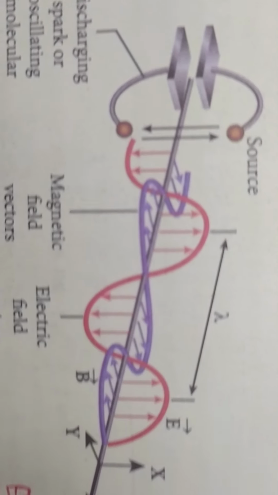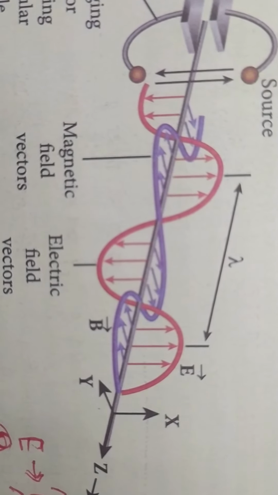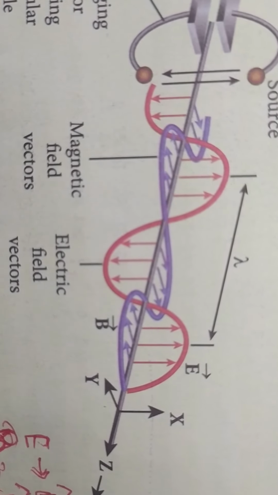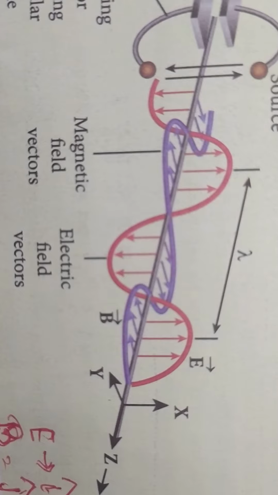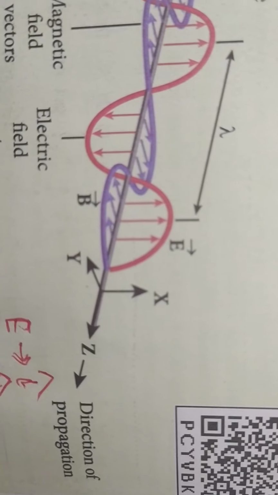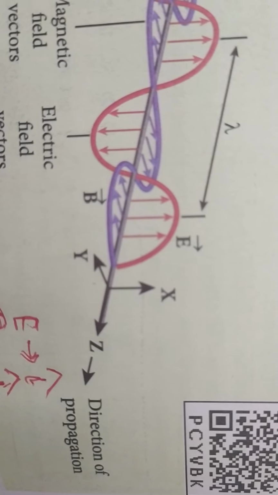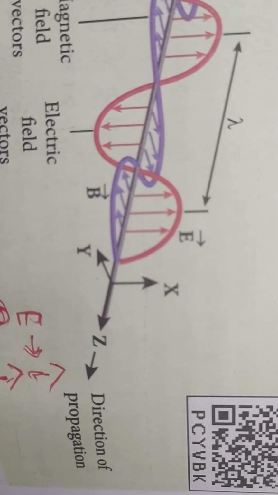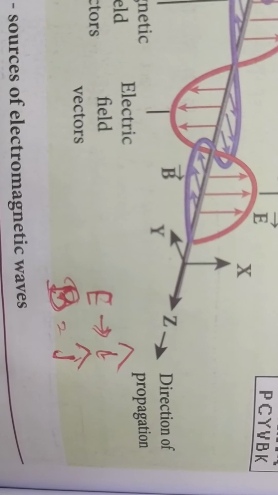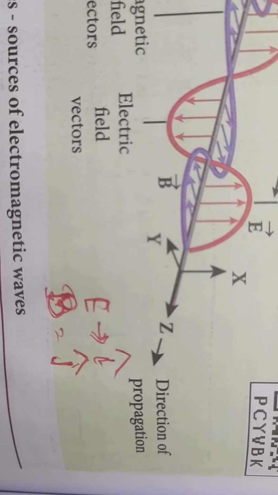an electromagnetic wave. The electric field is in this direction, shown by the red line, and the blue line represents the magnetic field vector. The electric and magnetic field vectors are perpendicular to each other, and together they move along the direction of propagation. Here Z is the direction of propagation of the electromagnetic wave. X is the direction of the electric field, Y is the direction of the magnetic field, and Z is the direction of propagation. So the direction of E is i cap, the direction of B is along j cap, and the direction of propagation is along k cap.